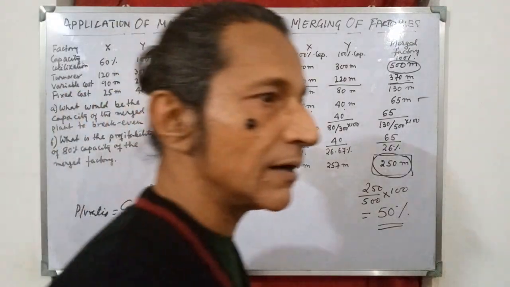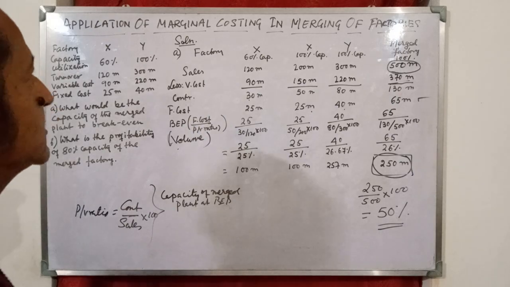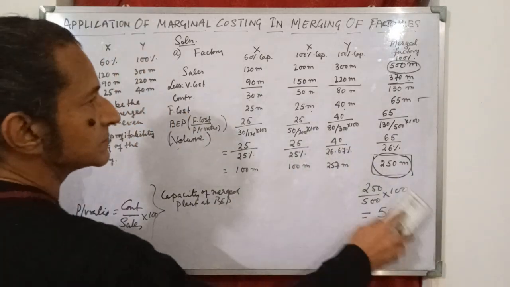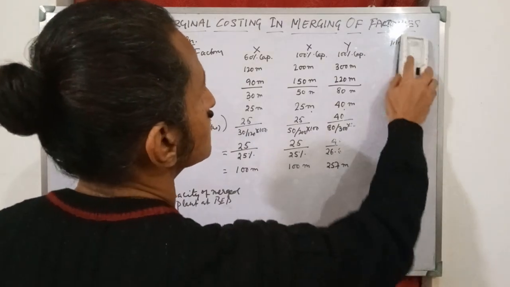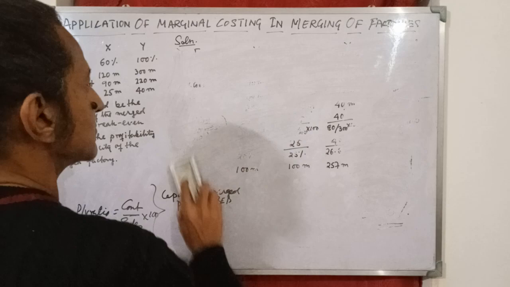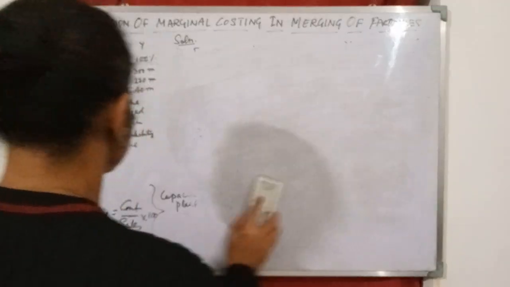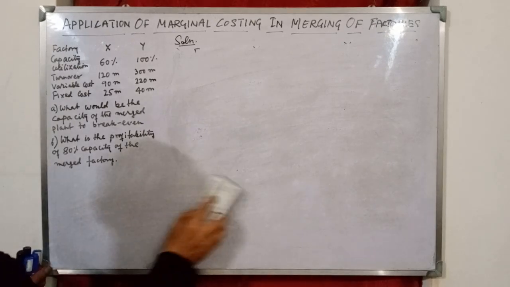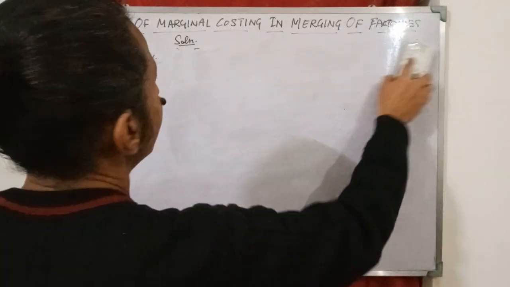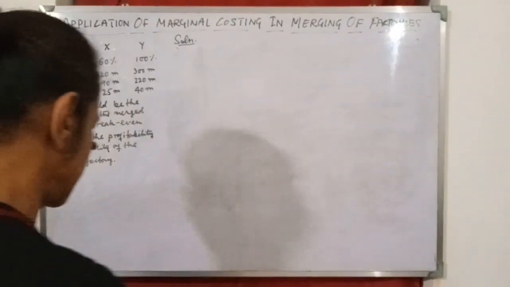Now I would solve part B, and for that I have to erase the solution to part A. What is the profitability of 80% capacity of the merged plant?